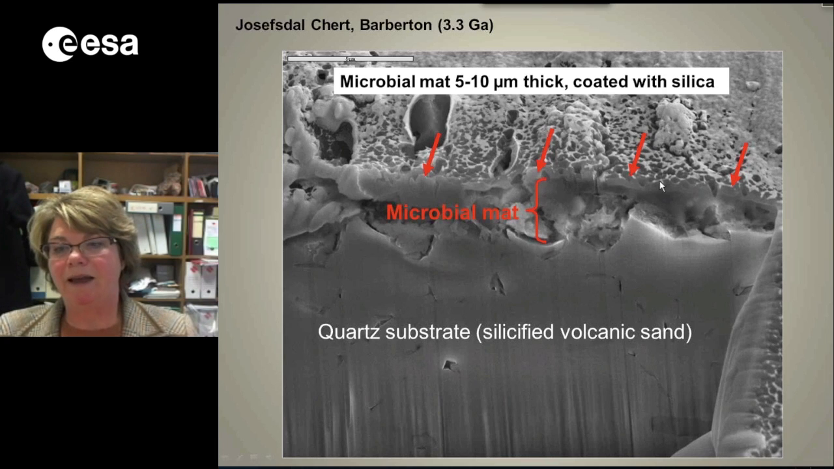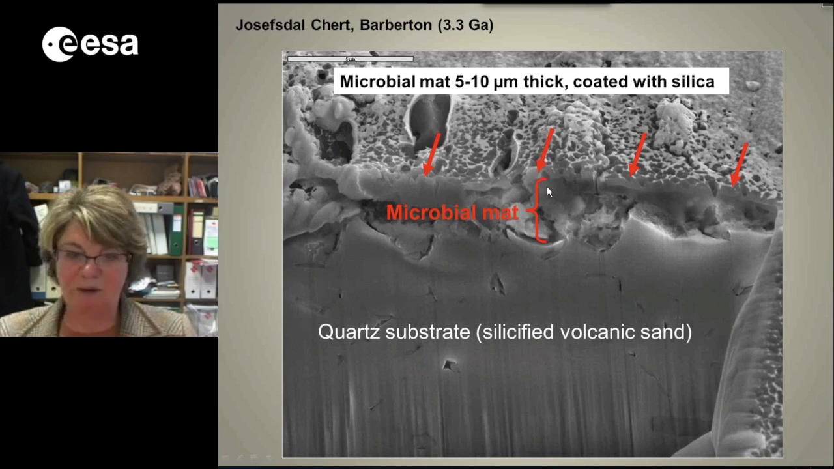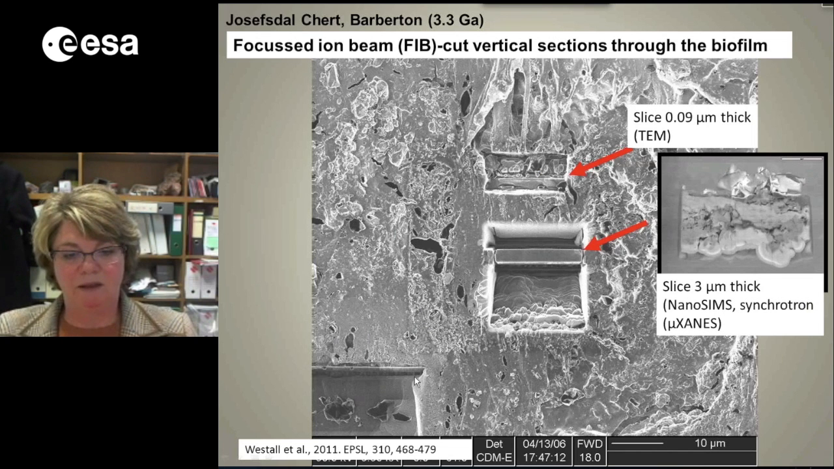There is a thin layer of silica coating the mat, and it is that which preserved it. But the whole mat itself is also permeated with silica. We'll have a look at the details now. So this was the trench that I showed you previously to study the actual vertical structure of the microbial mat in situ.